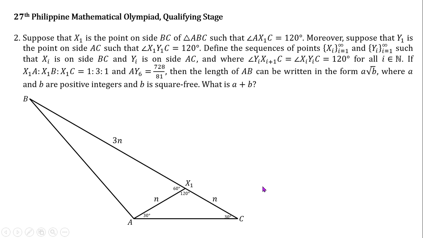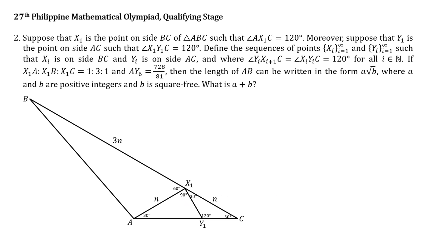Alright. Now, second statement. Y sub 1 is the point on side AC such that angle X sub 1 Y sub 1 C is 120 degrees. So let's draw this angle as well. Now we have another triangle. Since angle C is 30 degrees and angle X sub 1 Y sub 1 C is 120 degrees, the remaining angle here must be 30 degrees. And obviously, angle A X sub 1 Y sub 1 is 90 degrees.